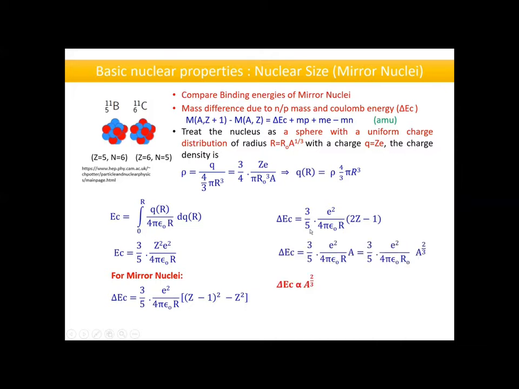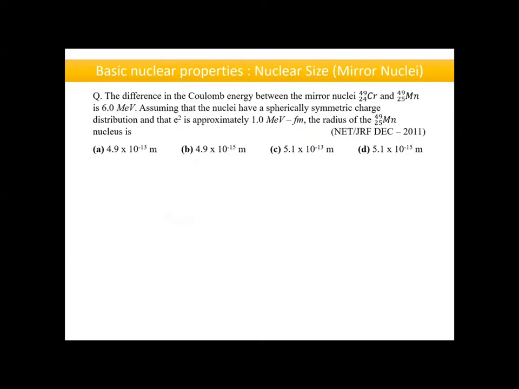And on solving further and substituting R as R naught A raised to 1/3 in this equation, we get the difference in the Coulomb energy proportional to A raised to 2/3. So if one knows the Coulomb energy difference and the mass number of the nuclei, we can calculate the radius or the nuclear size. Using this concept, a question was asked in the CSIR NET exam.